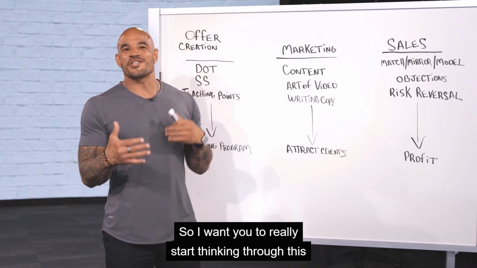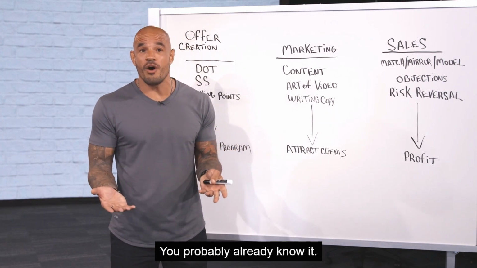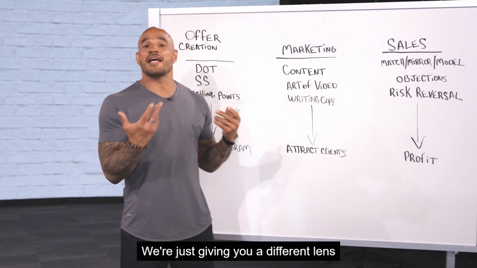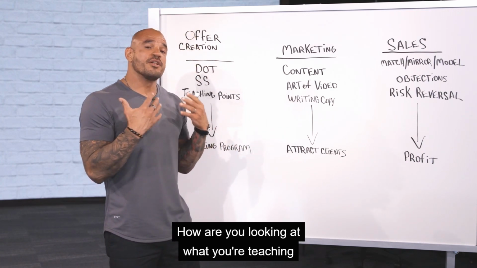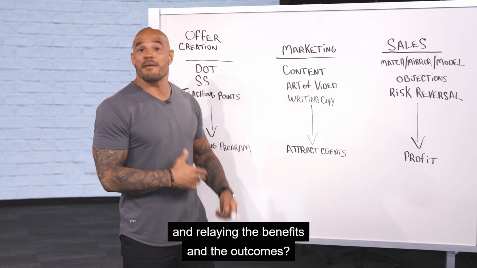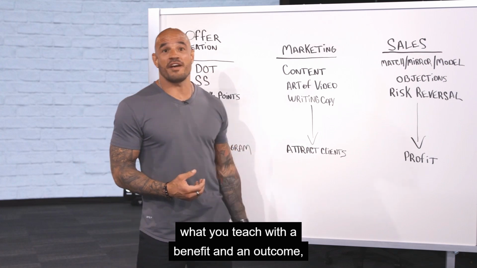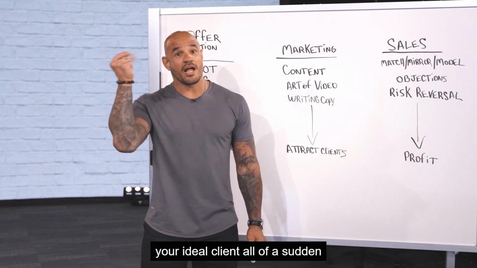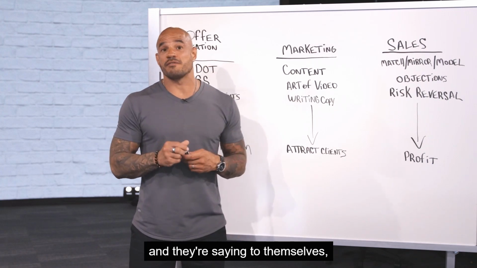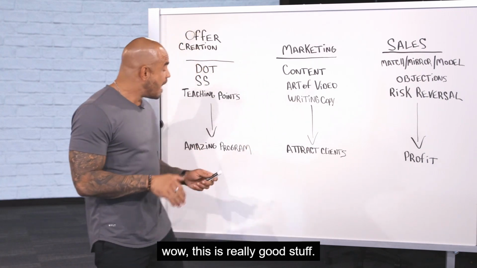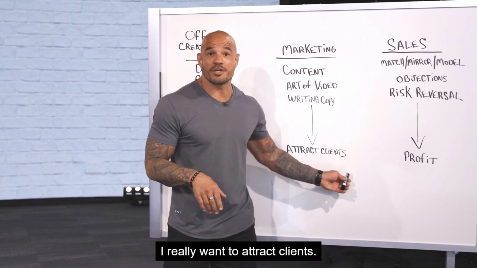So I want you to really start thinking through this. And it's probably pretty simple. You probably already know it. We're just giving you a different lens to look through your work, right? How are you looking at what you're teaching and relaying the benefits and the outcomes? Because when you compare what you teach with a benefit and an outcome, your ideal client, all of a sudden they hear that and the light bulb goes off and they're saying to themselves, wow, this is really good stuff. I really want to create an amazing program. I really want to attract clients.